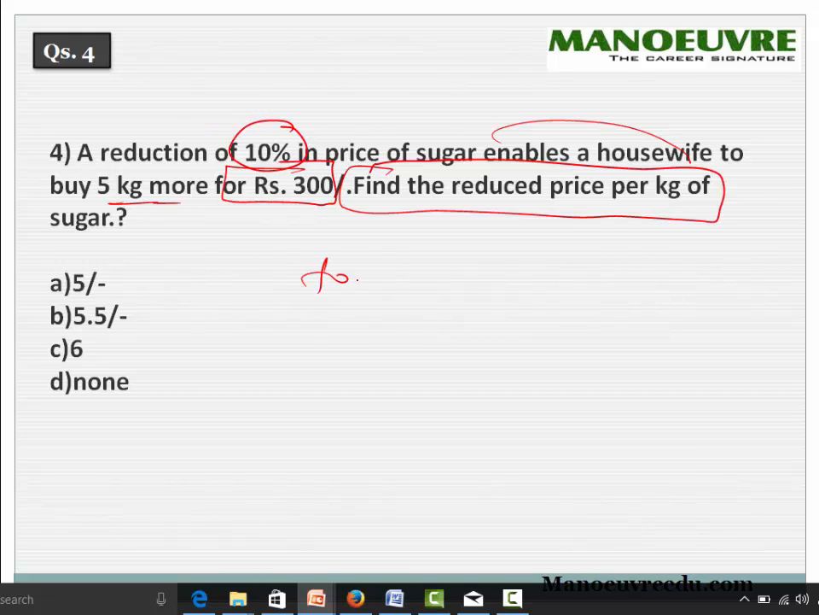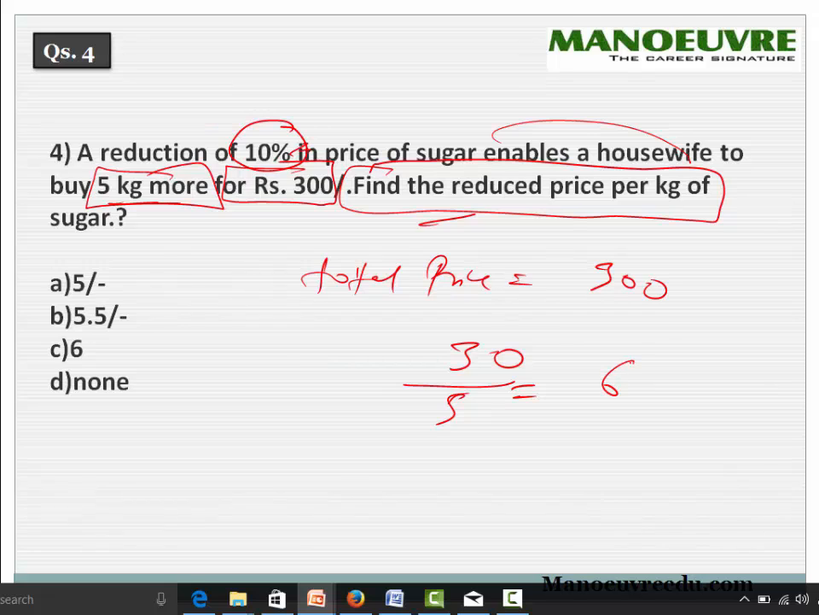So the total price is nothing but 300, and he is reducing the price by 10%, which is nothing but 10% of 300, which is 30, and he bought this for 5 kg. What is the reduced price? 30 divided by 5, nothing but 6 rupees. Again an easy question. 6 is the answer. C is the answer.